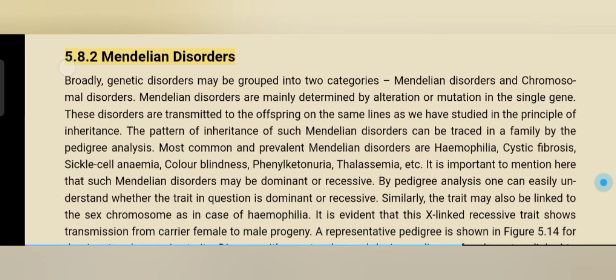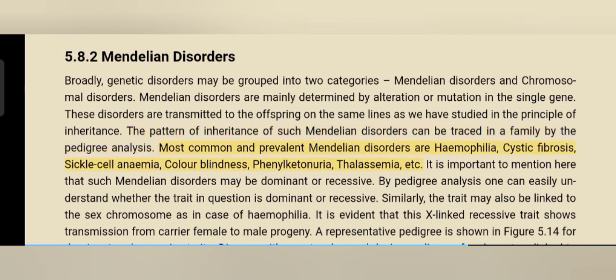5.8.2 Mendelian Disorders. Broadly, genetic disorders may be grouped into two categories: Mendelian disorders and chromosomal disorders. Mendelian disorders are mainly determined by alteration or mutation in a single gene. These disorders are transmitted to the offspring on the same lines as we have studied in the principles of inheritance. The pattern of inheritance of such Mendelian disorders can be traced in a family by pedigree analysis.